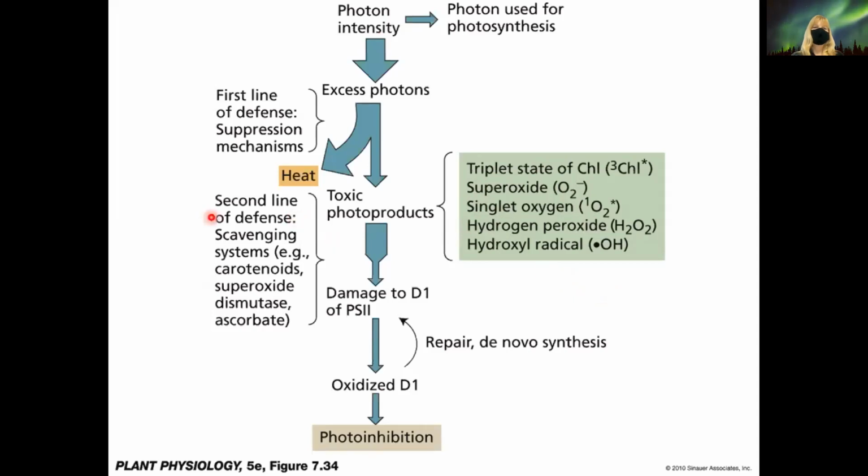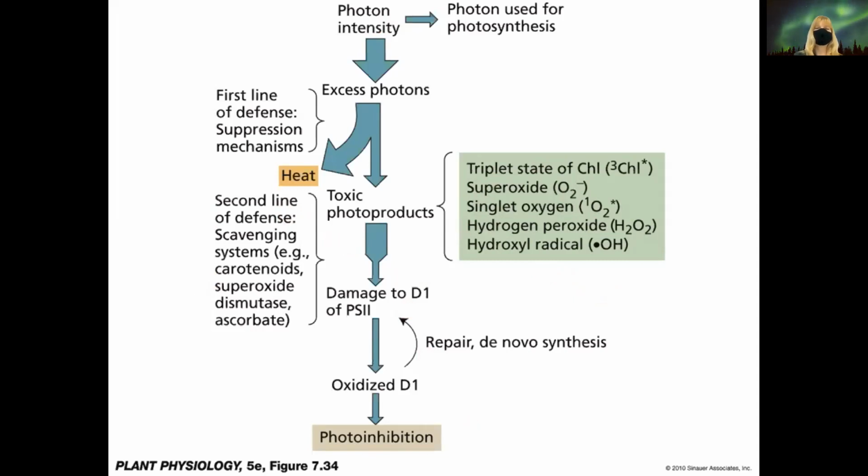And you're seeing a second line of defense. You can have carotenoids, again, playing a role. And then we're going to talk about some enzymes that can play a role. And we're going to talk about D1 a little bit, because they've done a lot of work examining D1, which is a protein that's part of photosystem 2. So let's take a look at some of these ideas that are on this flow chart.